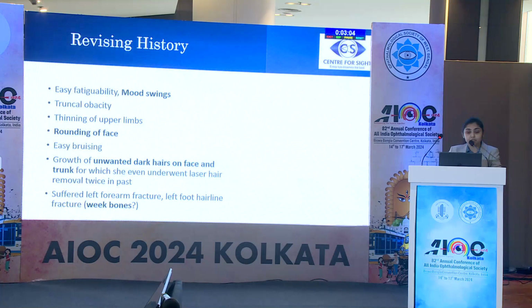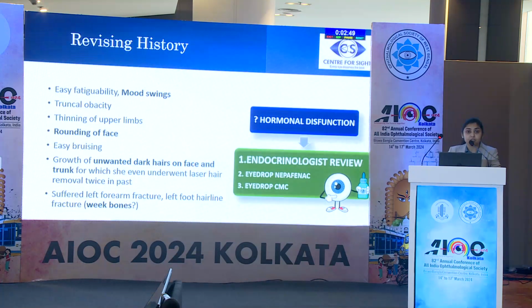She had easy fatigability and mood swings, truncal obesity, thinning of upper limbs, rounding of face, and she had a peculiar history of growth of unwanted dark hairs on face and trunk, for which she had even undergone laser hair removal twice in the past. She suffered multiple fractures in the past few years. So we came to the conclusion that there was some hormonal dysfunction, and we advised an endocrinologist review.